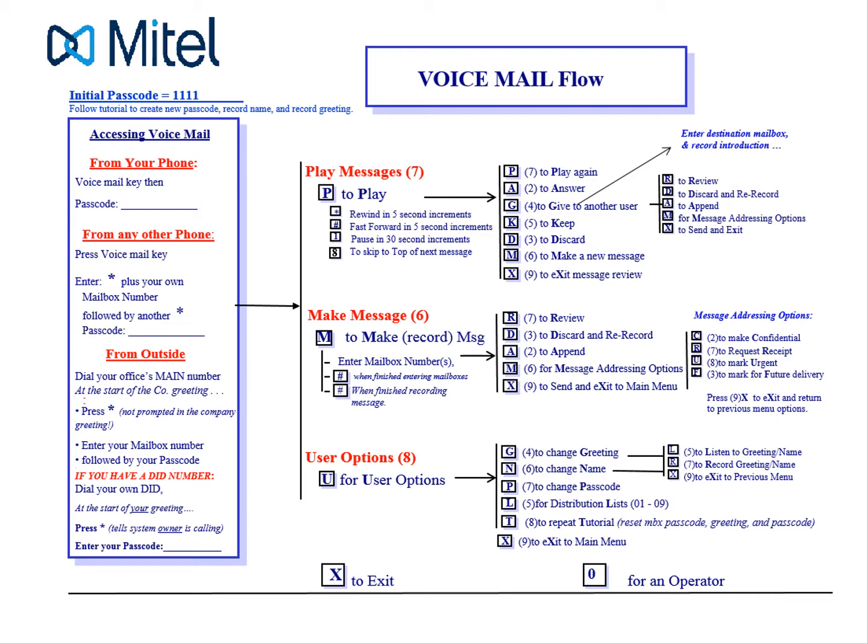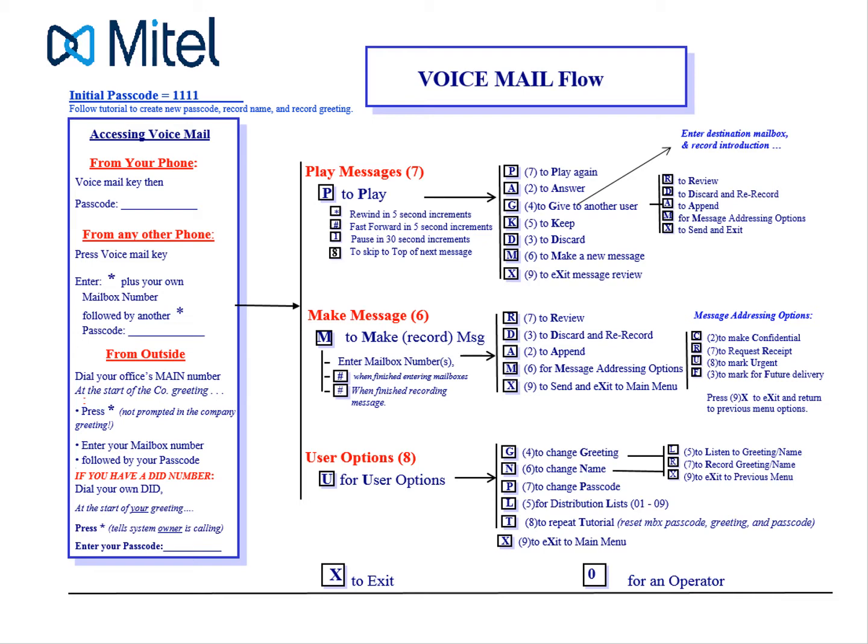It basically asks you if you want to listen to new messages, save messages, or go into personal options. So really easy. From another person's desk, it's just as easy: you press the same message key, but it's going to try to get you into the voicemail of theirs. So you'll have to hit star and then enter your mailbox or your extension number and then your passcode. So it's a little longer when you're using it from another person's phone.